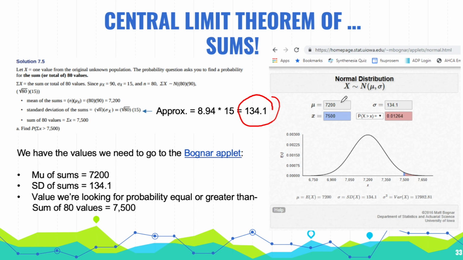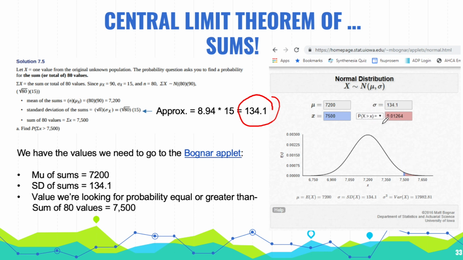In the mu box, we plug in 7,200. That's our calculated mean of the sums. Here, we plug in the standard deviation of the sums, which we calculated here, 134.1. The x value that we're given is 7,500 here. So we plug that into the x equals this blue box. And now remember, the problem is asking whether the sum of 80 values is greater than or equal to 7,500. So we make sure to select this drop-down option, and we're going to check it by looking at our graph.